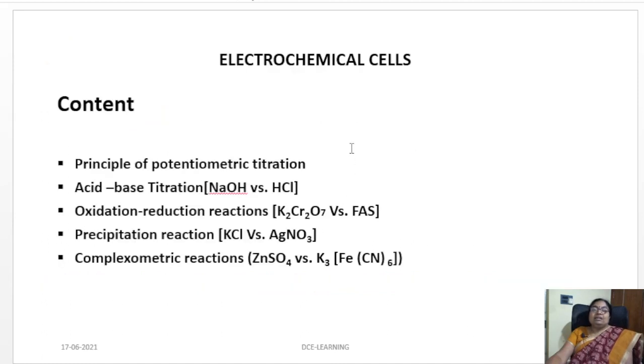This session contains the principle of potentiometric titration, acid-base titration, that is NaOH versus HCl, oxidation reduction reactions, potassium dichromate versus FAS, that is ferrous ammonium salt, and precipitation reaction KCl versus silver nitrate, complexometric reaction zinc sulfate versus potassium ferricyanide.